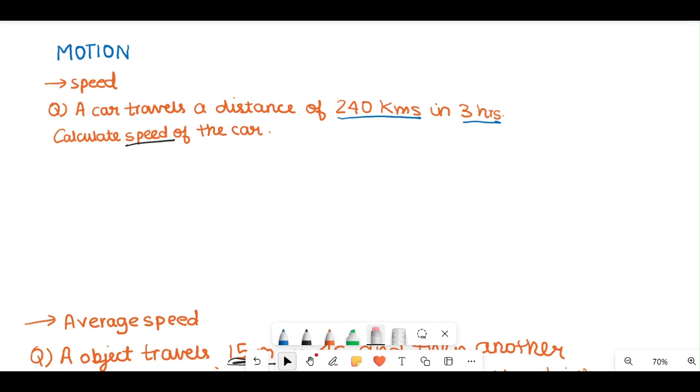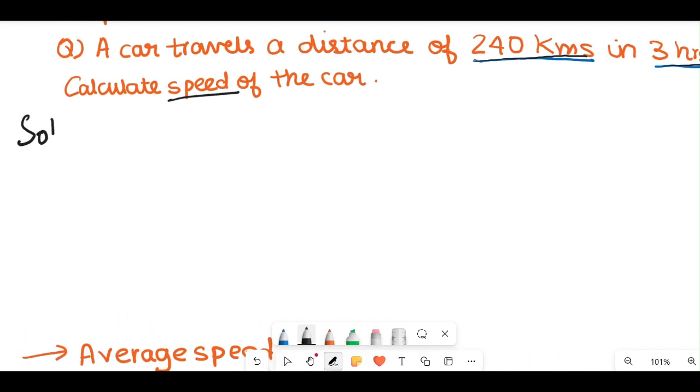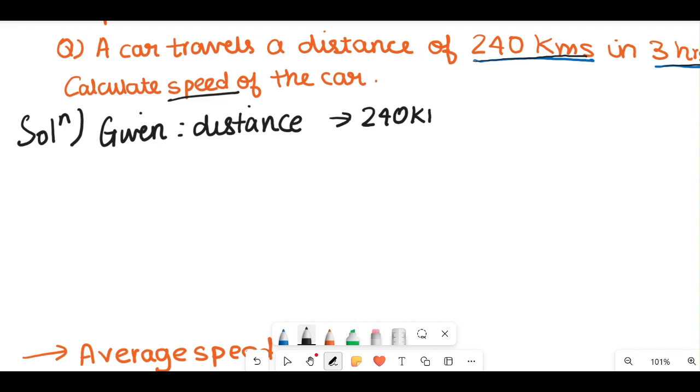A car travels a distance of 240 kilometers in 3 hours. Calculate the speed of the car. We are given the distance and the time taken. We need to find the speed. Let us write down first whatever is given in this question. So we are given the distance, that is 240 kilometers, and we are given the time, that is 3 hours.